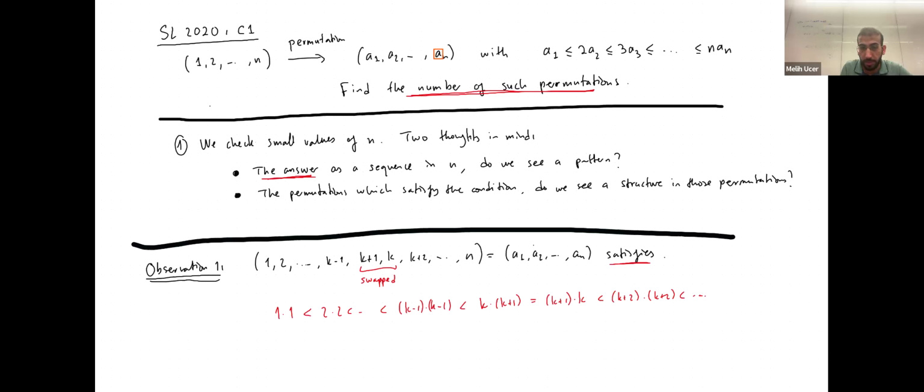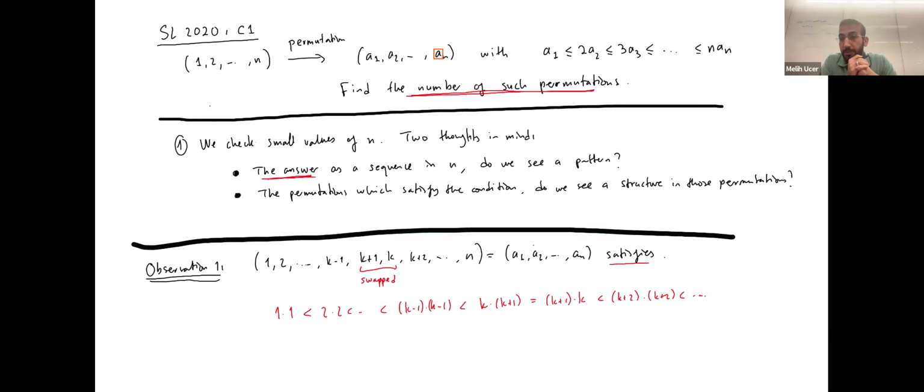But how about if I swap this again? So k plus 2 and k. Look, k plus 2 would come here and k would come here. So this would be k plus 1 times k plus 2, and this would be k plus 2 times k plus 2. So it would not be correct. I cannot keep swapping like this. If I have swapped these two numbers, then I cannot swap these two numbers. There is some limit, but this swap idea is good. You know how to construct these permutations by swapping things. What level of freedom do we have?